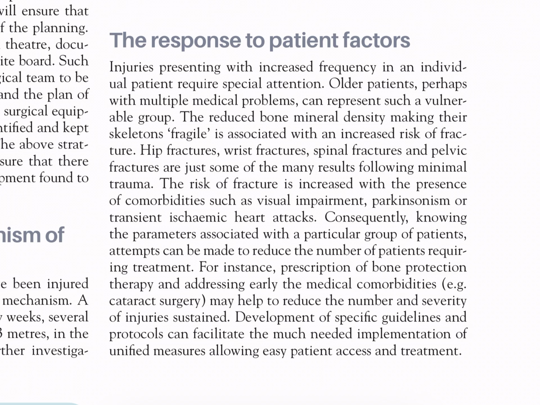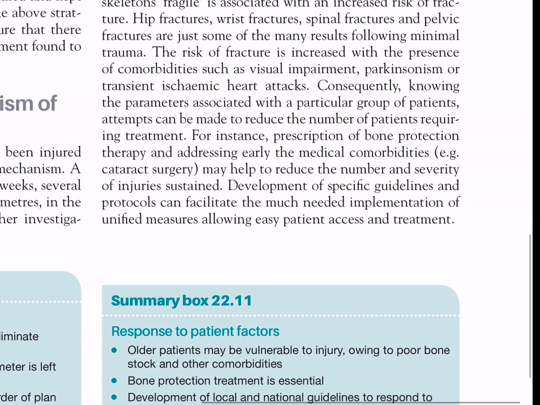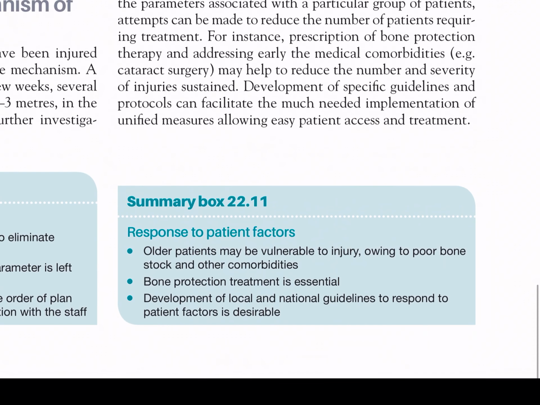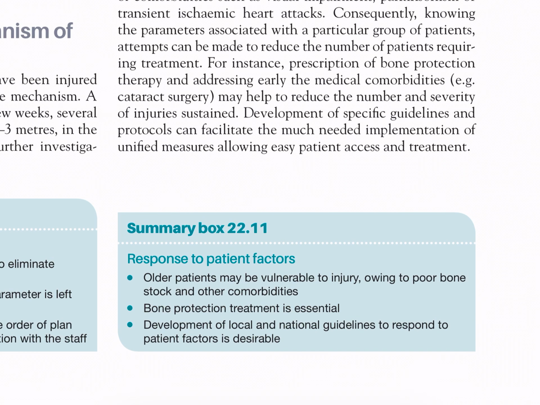Consequently, by knowing the parameters associated with a particular group of patients, attempts can be made to reduce the number of patients requiring treatment. For instance, prescription of bone protection therapy and addressing early the medical comorbidities, for example cataract surgery, may help to reduce the number and severity of injuries sustained. Development of specific guidelines and protocols can facilitate the much needed implementation of unified measures, allowing easy patient access and treatment. Summary box 22.11. Response to patient factors.